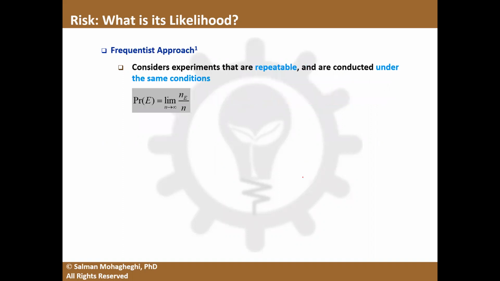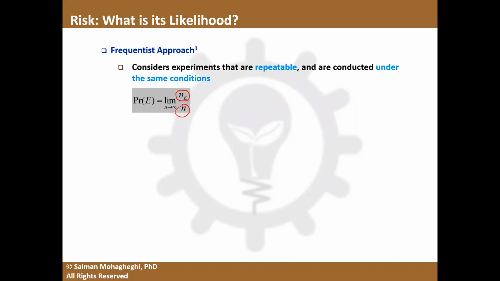In the frequentist approach, on the other hand, we consider that experiments are repeatable and can be repeated under the same conditions, but we do not consider that the outcomes are equally likely. So what we can do is, under the same conditions, we can repeat an experiment many, many times, and look at the number of favorable outcomes for event E divided by the total number of experiments.